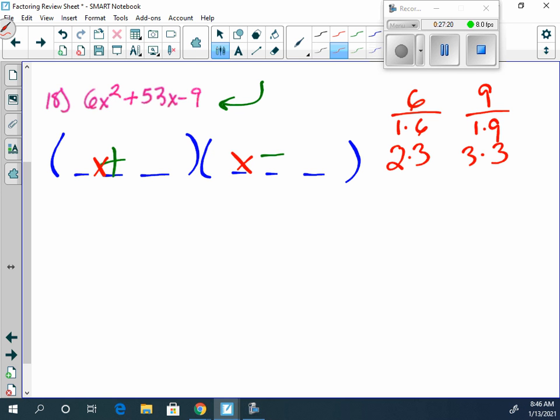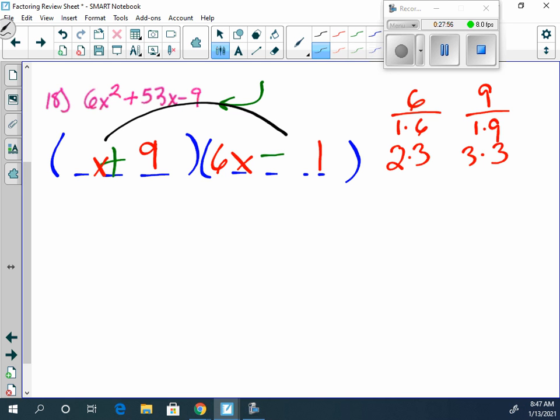So now we need to see what factors of 6 do we want to use, 1 and 6 or 2 and 3? Okay, 1 and 6. How about the factors of 9? Well, I can't put 9 here because 9 and 6 have common factors, yes? Okay. So we can do 9 and 1. So let's try this and see if this works.